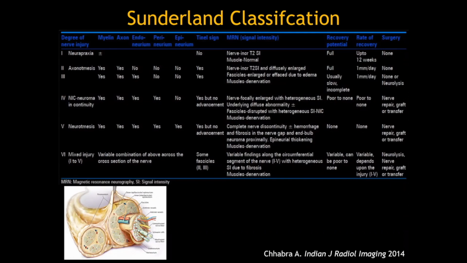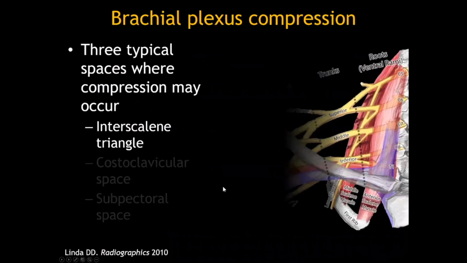Now, it has been shown in the literature that nerves can recover at a rate of about 1 millimeter per day. So in these mild forms, that's why these nerves can potentially recover. So this is more just information for you when you're looking at these studies, that there is a grading system out there. Now we'll move on to talk about brachial plexus compression.